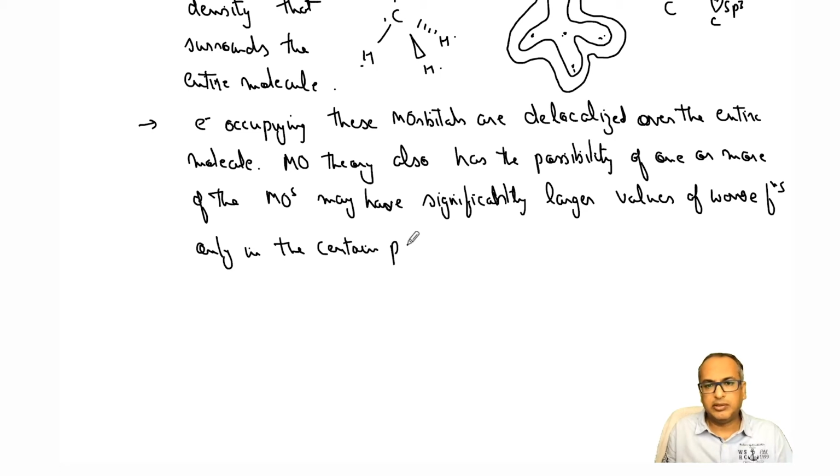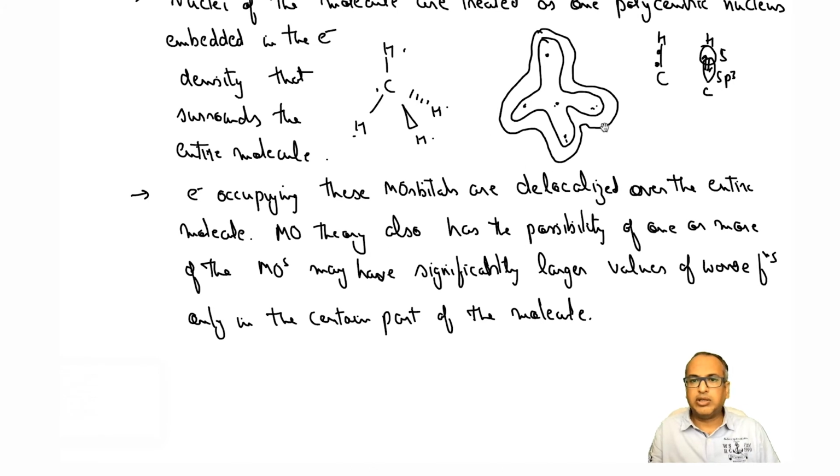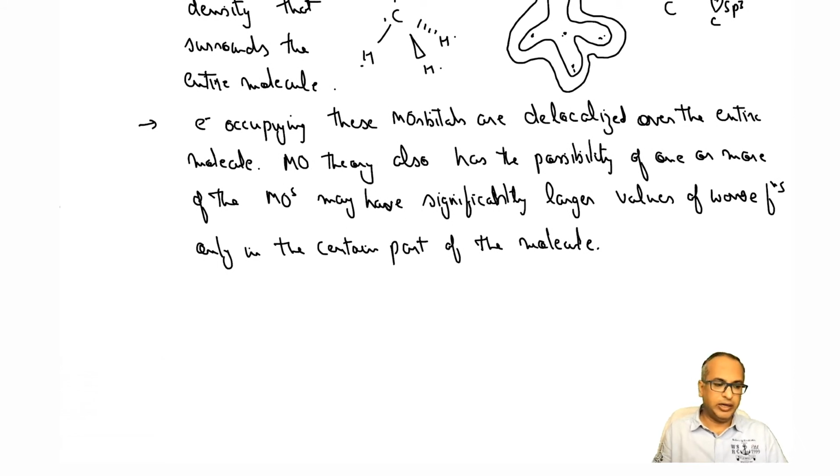What do I mean by that? Although the electron density is delocalized over the entire molecule, there are certain regions where the wave function has significantly larger values. That means the electron density is stronger there, and there is more probability of finding the electrons at certain places which are defined as bonds. So it does say that there is more electron density in certain places, but it still considers the delocalized picture overall, right? So I hope the differences between MO theory and valence bond theory are very clear, right? Okay.